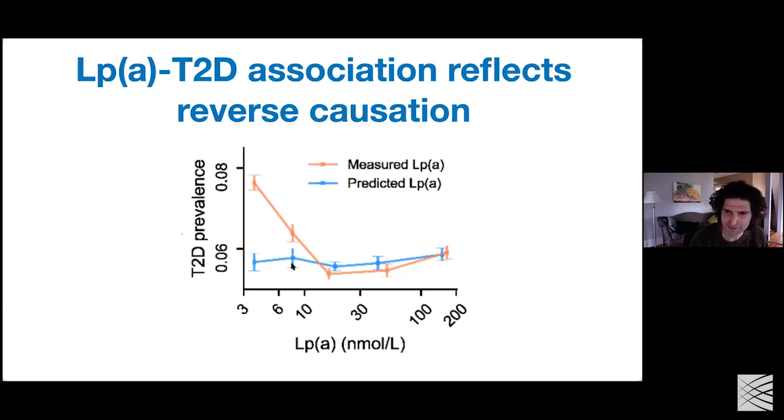So either type 2 diabetes itself, a comorbidity like liver disease, or medication used by patients with type 2 diabetes is lowering their LPA, not lower LPA causing their type 2 diabetes.